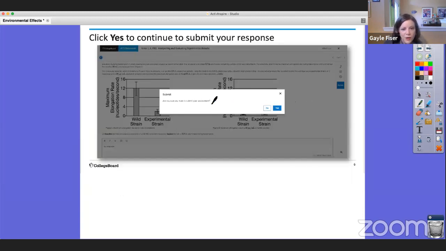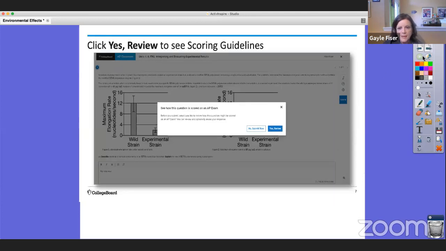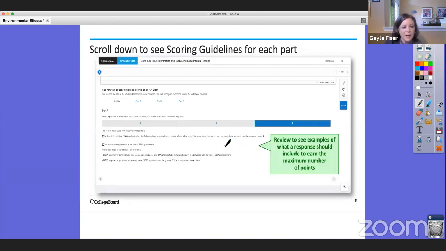And then, are you sure you want to submit your assessment? You're going to still say yes. And then this is where I want you to stop, okay? See how this question is scored on the AP exam. Before you submit, would you like to review how this question might be scored on an AP exam? You can review and optionally revise your response. So this is what I want you to do. Yes, review, okay? Because this is going to bring up the scoring guidelines.